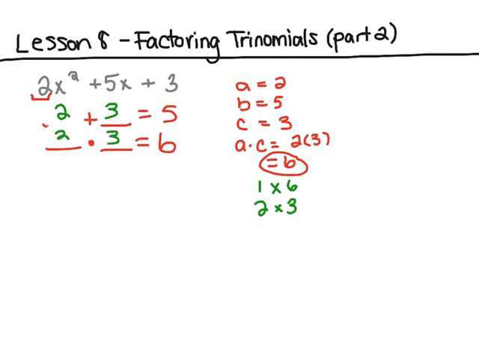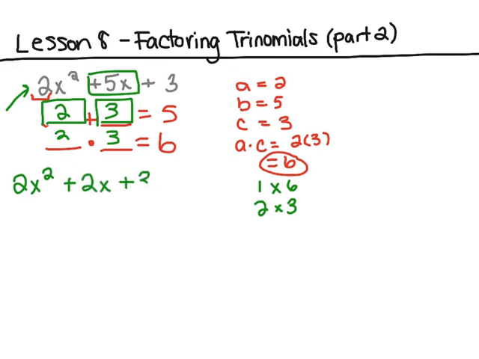Oh well. Now, because A is no longer 1, we can't automatically put it into the brackets. What we have to do is break up our middle term. So instead of writing 5x, we're going to write a 2x and a 3x. So 2x squared plus 2x plus 3x plus 3. So break up the middle term.